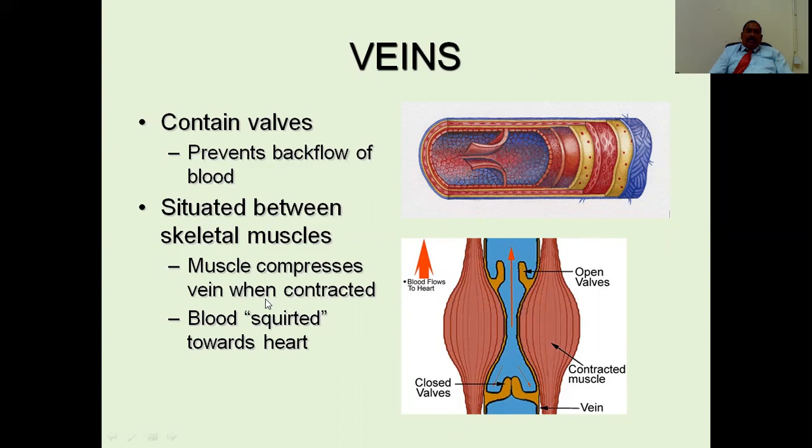Muscle compression of veins: muscle compresses the vein when contracted. Blood speeds towards the heart. You know that you have a muscle called the calf muscle, the gastrocnemius and soleus muscle. Whenever this muscle contracts, the blood will flow from the lower limb to the upper limb, and this is called the peripheral heart.